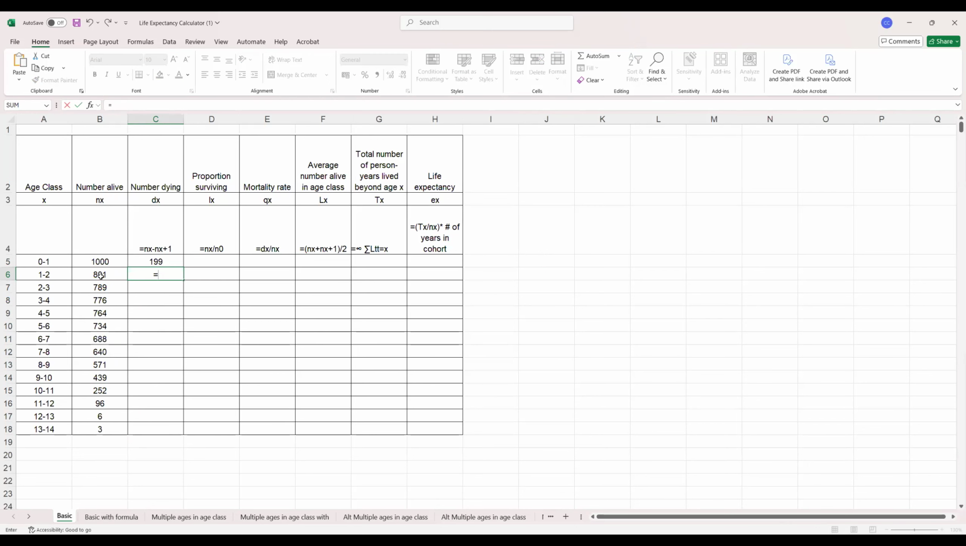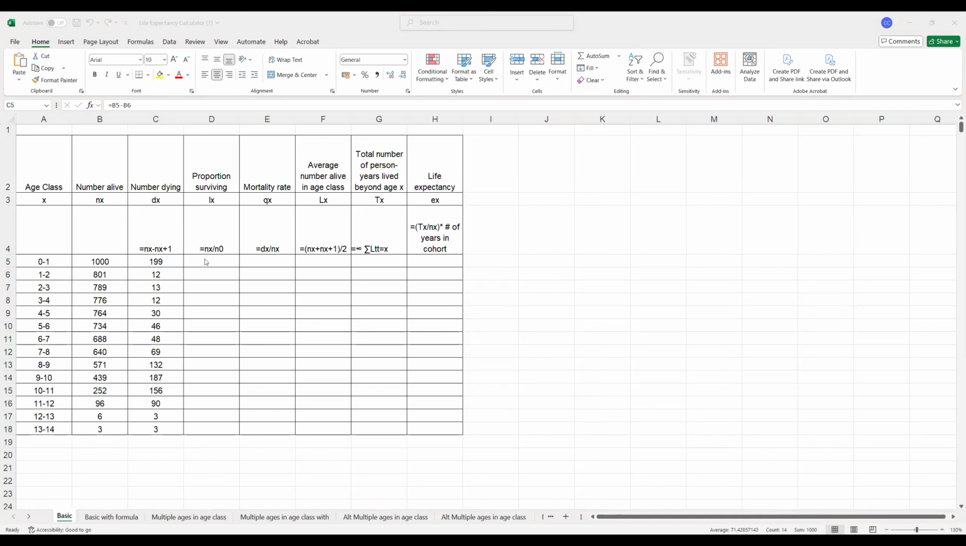Kung sa 1 to 2, 801 yung buhay, sa 2 to 3, 789 na lang yung natira. So, ang dami ng namatay sa pagitan is 801 minus 789. So, magma-minus-minus ka lang. Now, in order for us to save on time, what you can do in Excel is to select those cells, click that square at the bottom right corner, and drag down. Makakopy na yung formula pababa. Another option is to use Control-C or Command-C, and then Control-V or Command-V to paste. So, copy, paste. Ito lang yung copy-paste na allowed.